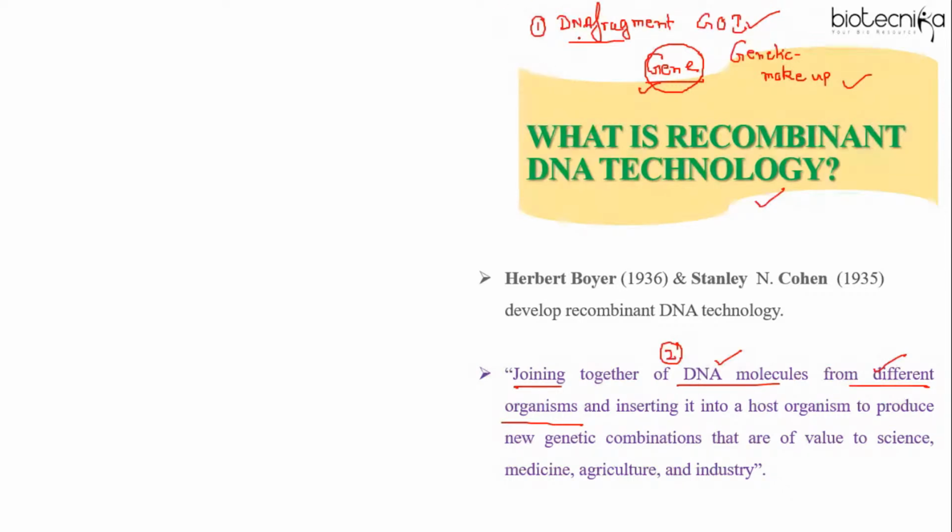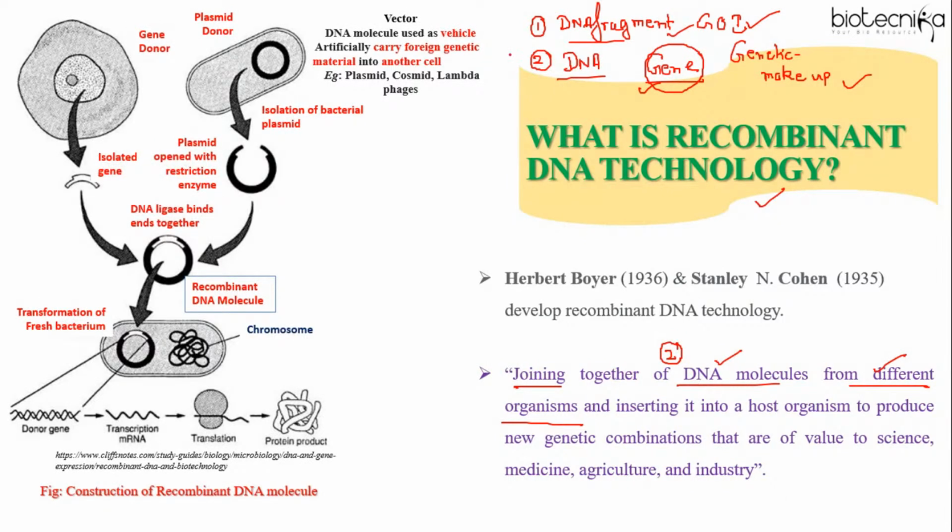So first you will be isolating the DNA fragment carrying the gene of interest, and the second DNA molecule will be one which will be able to carry our gene of interest into the organism in which we want to show the trait. So let's understand it with an example. Here you can see this is one organism which possesses the gene for a particular trait.